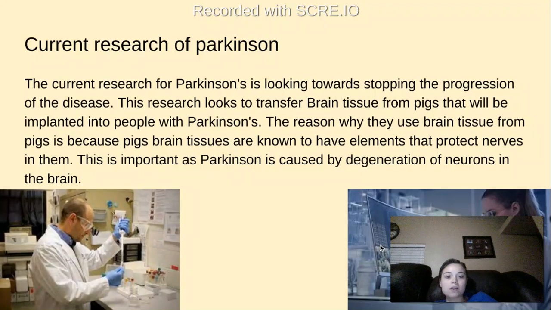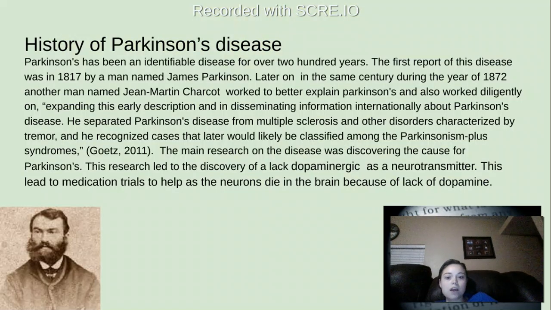He separated Parkinson's disease from multiple sclerosis and other disorders characterized by a tremor, and he recognized cases that later would likely be classified among Parkinsonism plus syndrome. The main research on the disease discovered the cause for Parkinson's. The research led to the discovery of the lack of dopaminergic function as a neurotransmitter. This leads to medication trials to help, as the neurons die in the brain because of lack of dopamine.